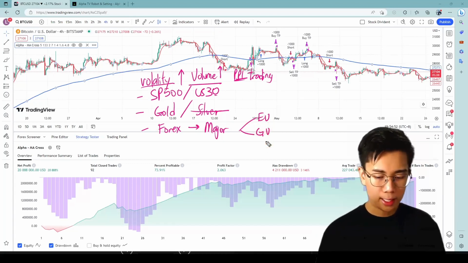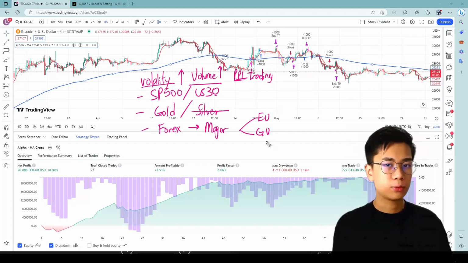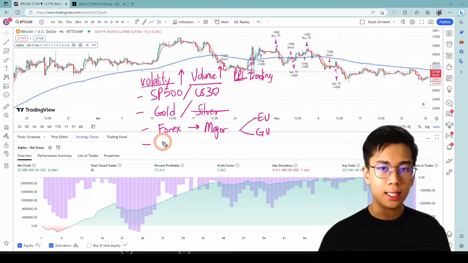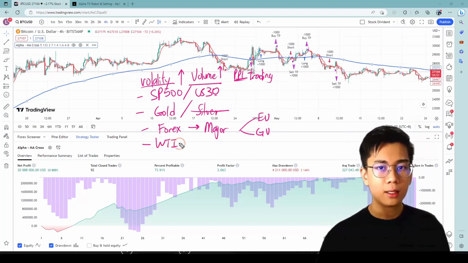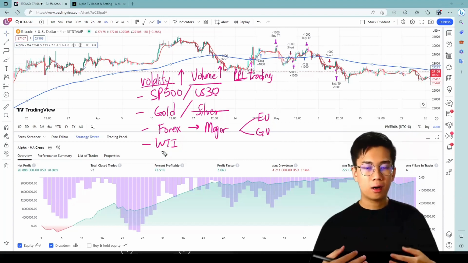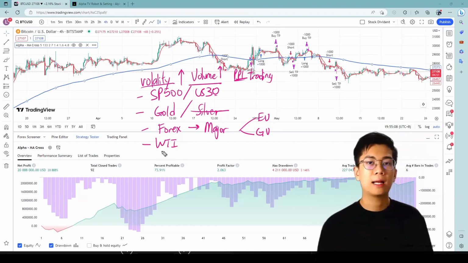Those major pairs are more traded by the public. That's why they're called major pairs. The next one is commodities-related, such as WTI crude oil. Crude oil has more participants involved, but they are mostly those tycoons.